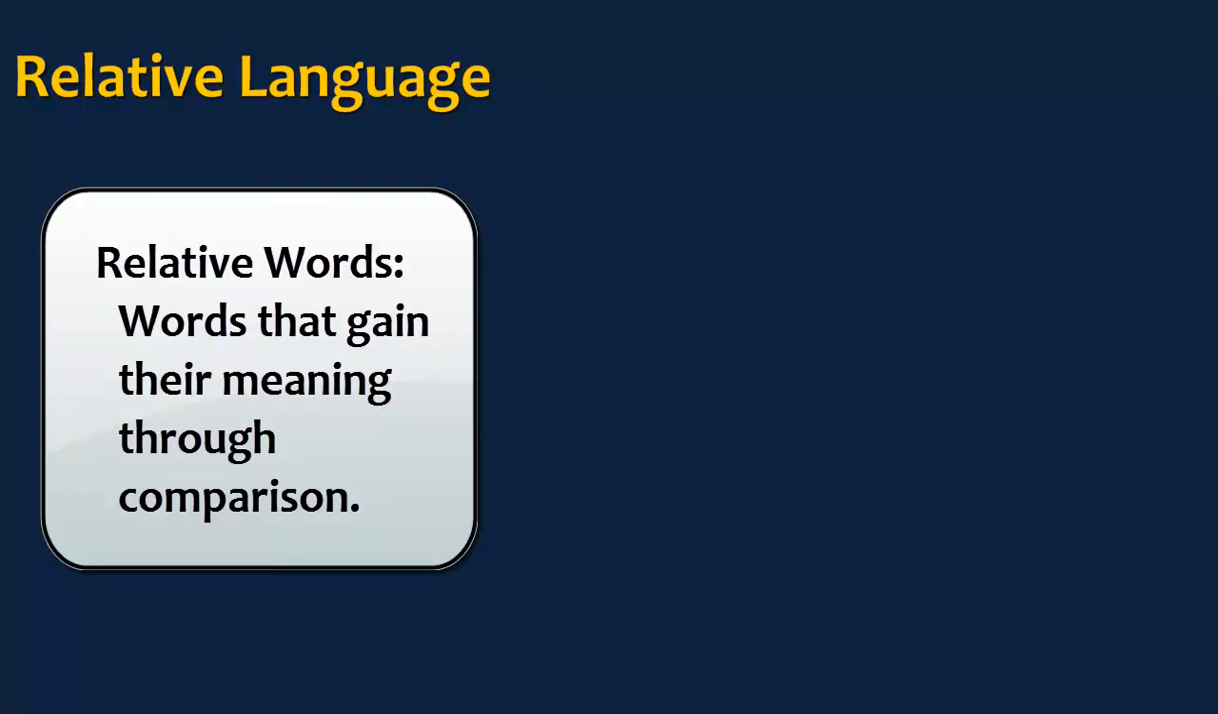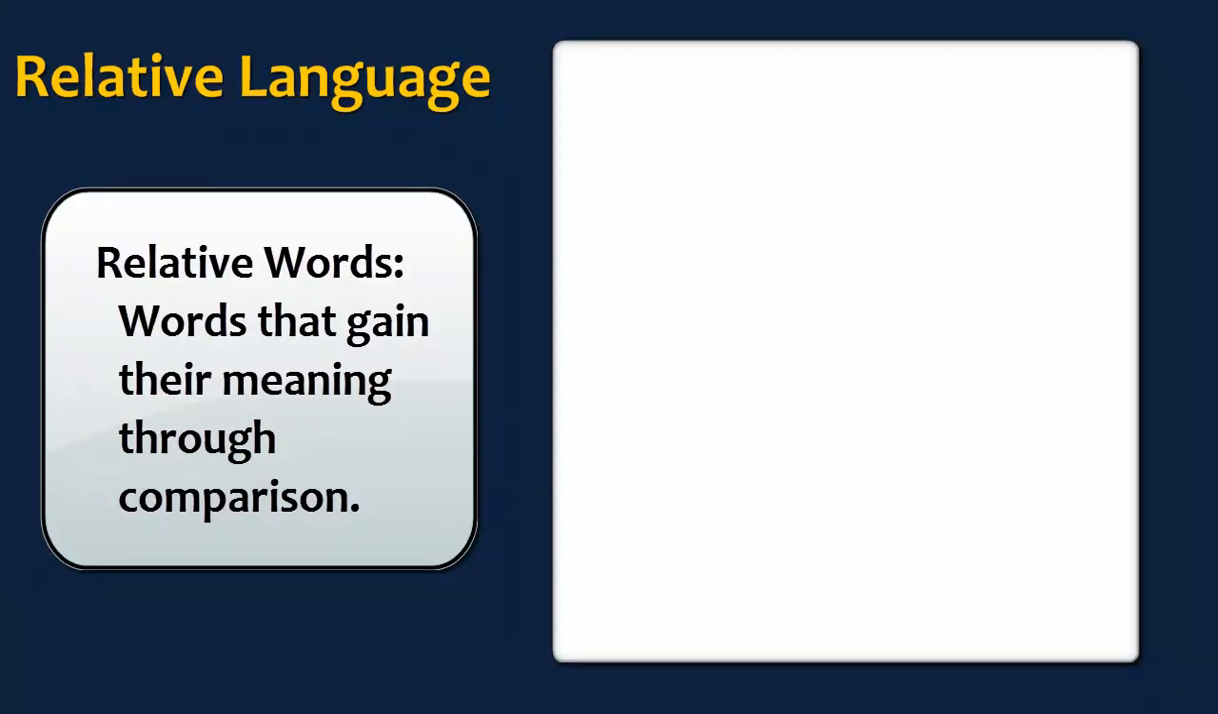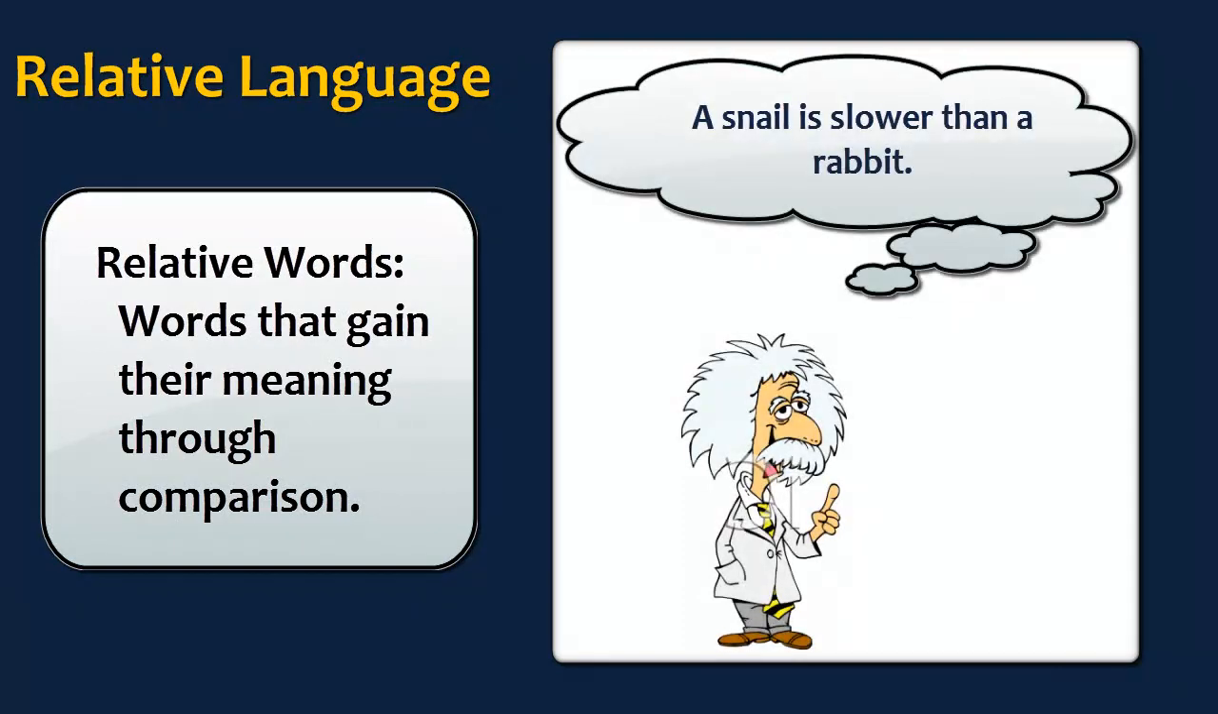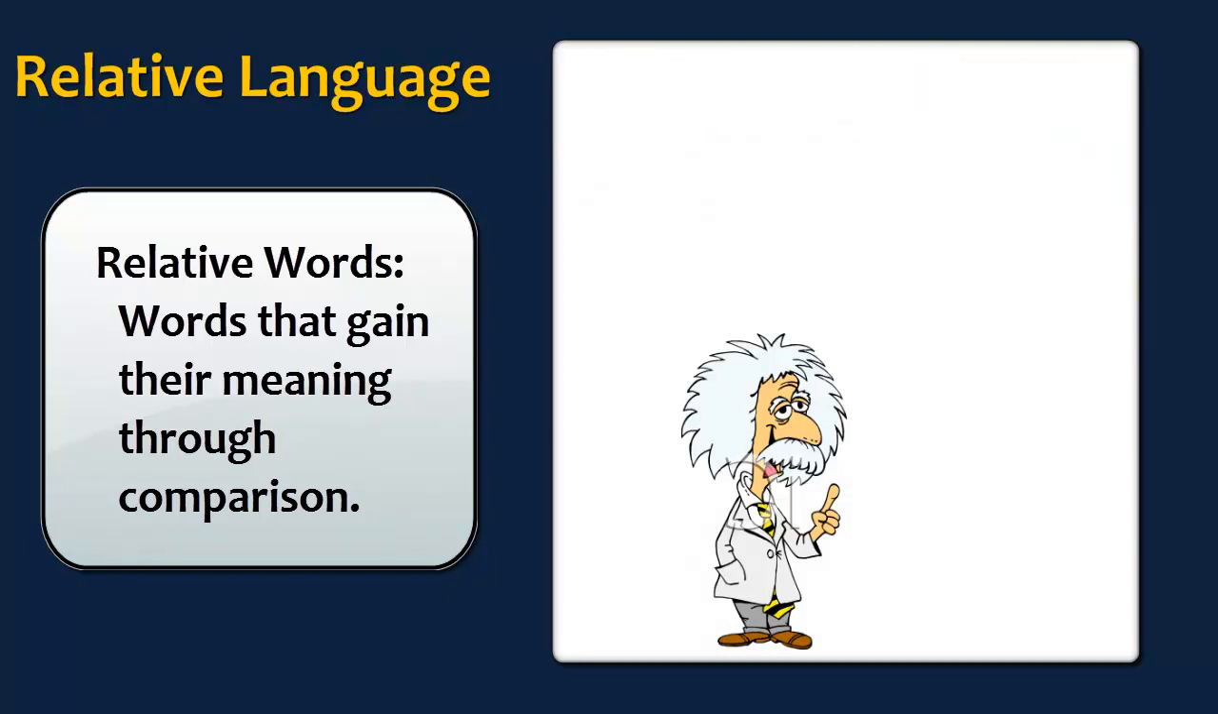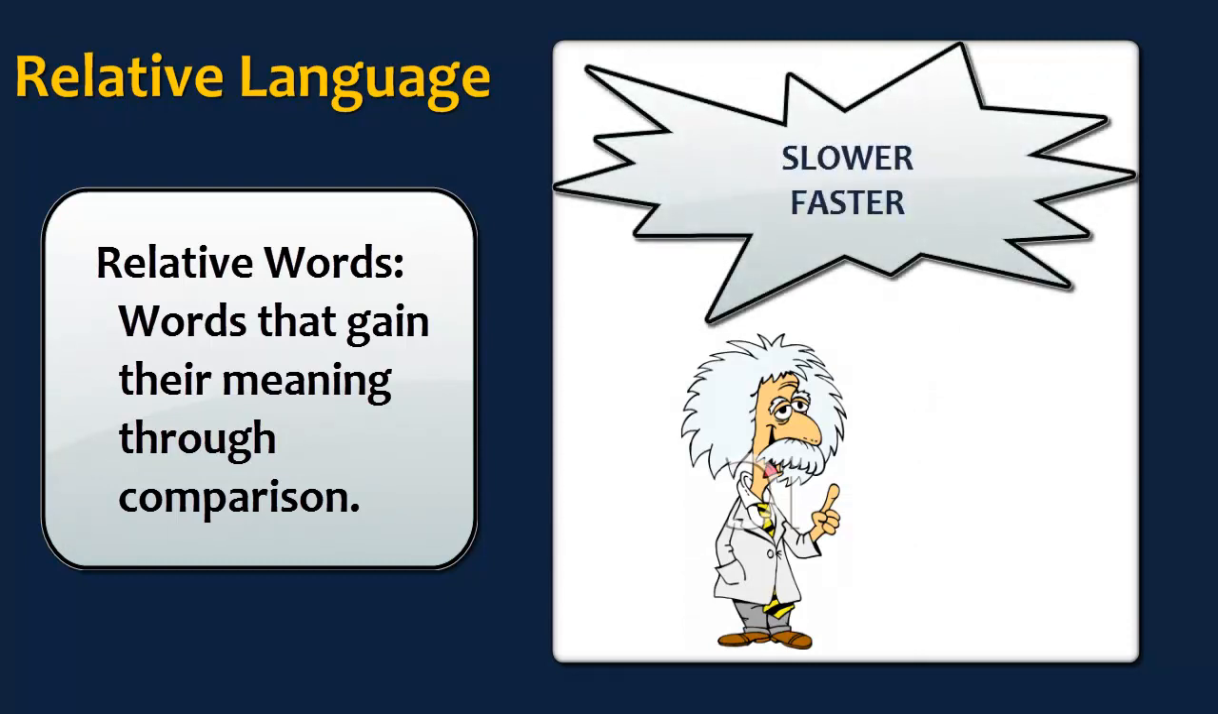Relative words are words that gain their meaning through comparison. A snail is slower than a rabbit, but an athletic runner is faster than a rabbit. In this example, slower and faster are relative words.